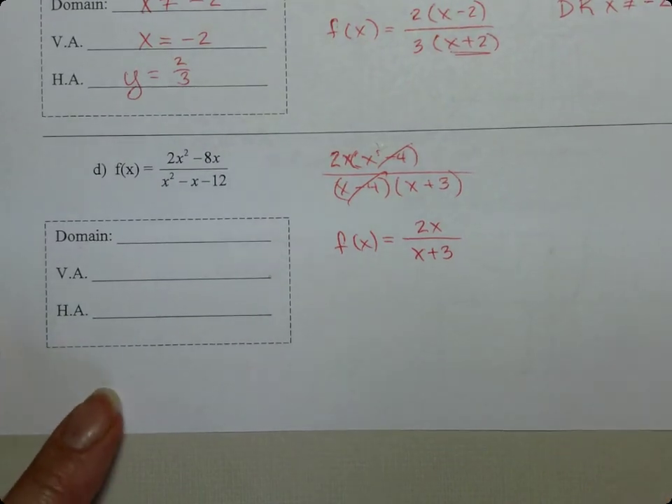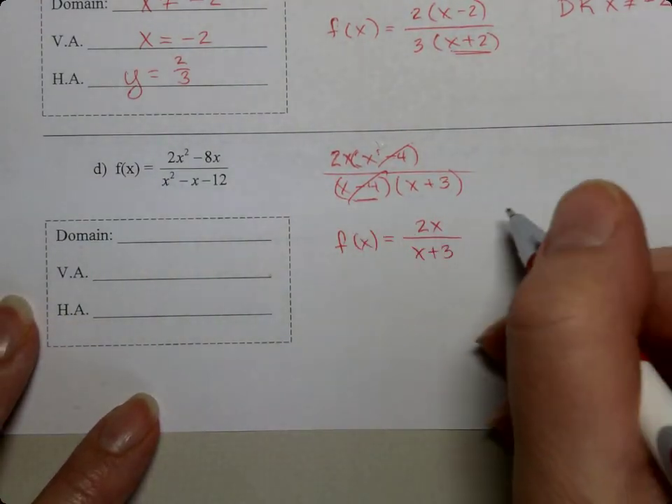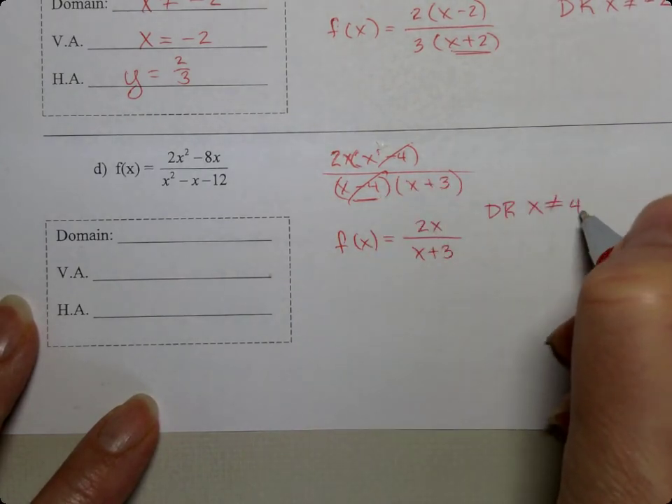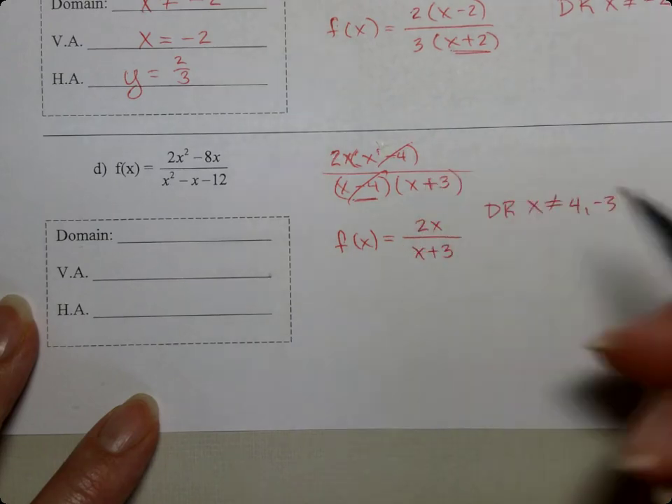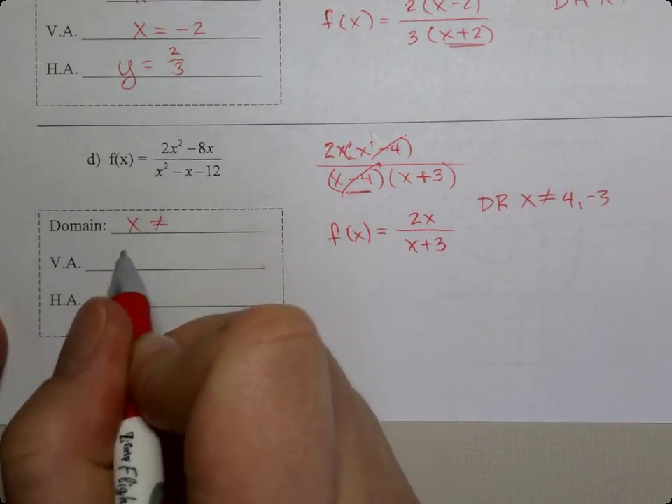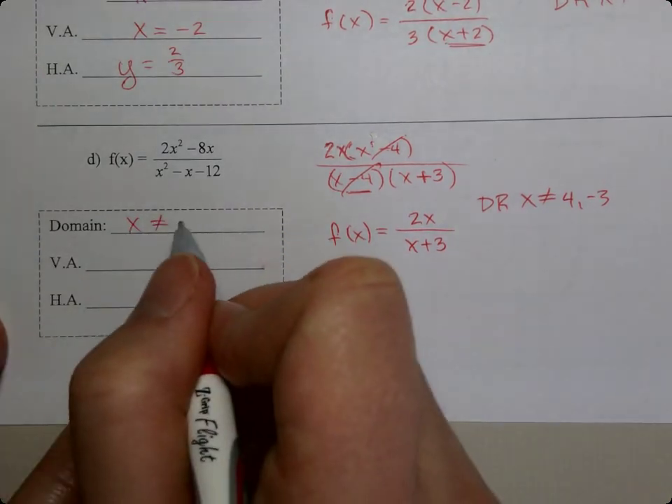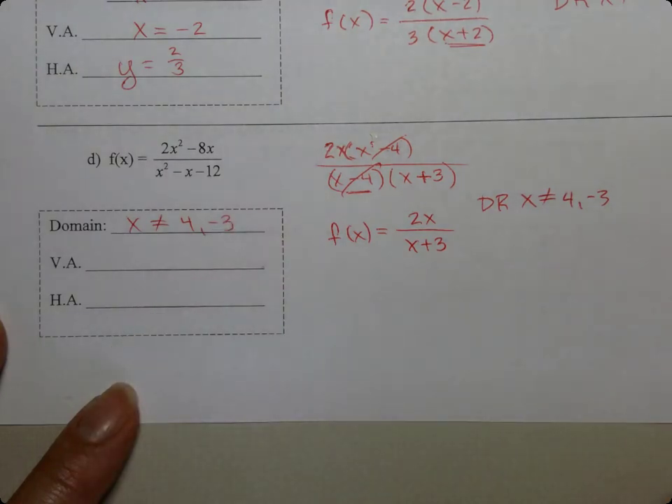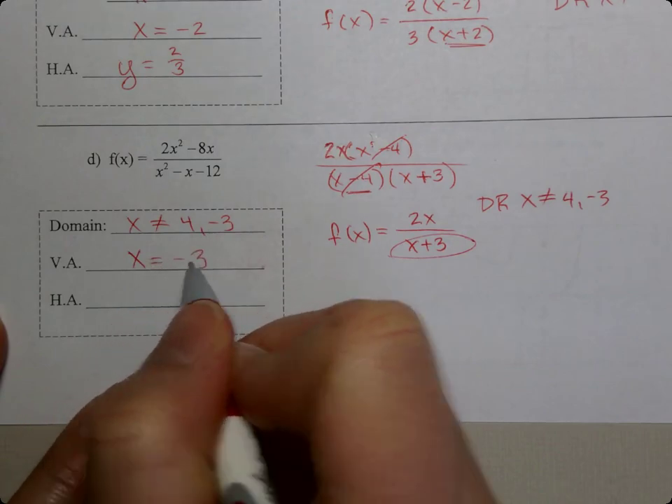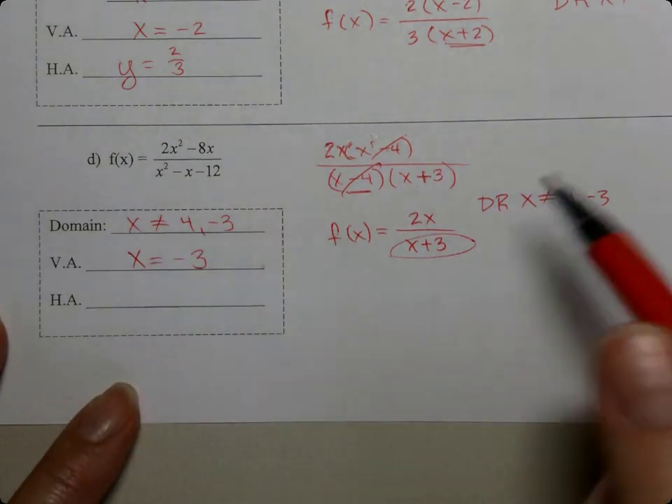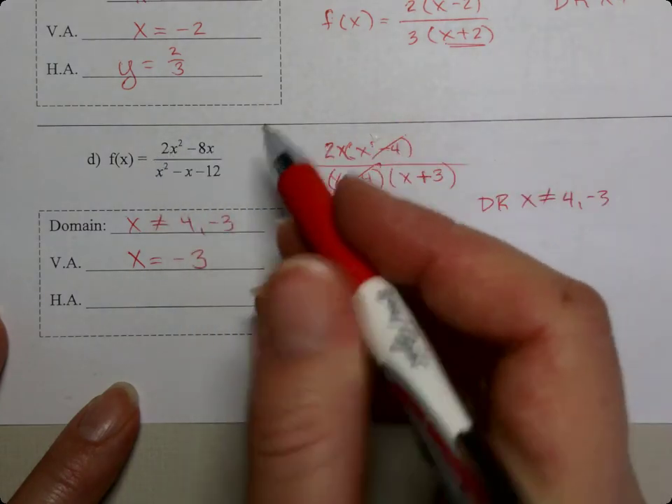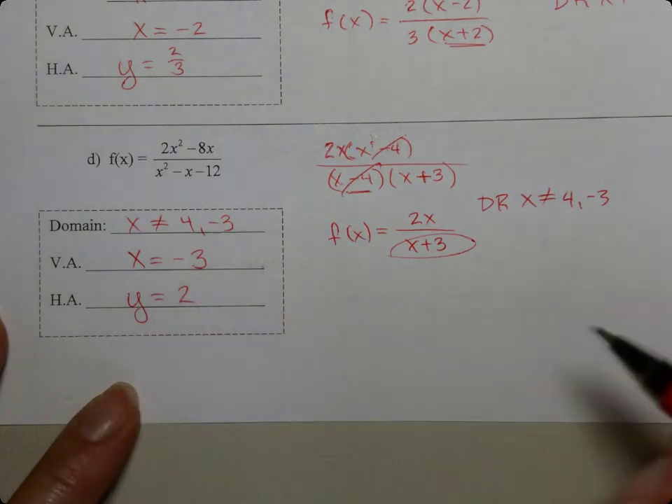Okay, my domain restrictions come from before I canceled. So domain restrictions would be that x cannot be 4 or -3. Agreed? Now, domain restriction, make sure you have your x cannot be, or whatever the variable is, cannot be 4 or -3. Vertical asymptote comes from what's left in the denominator, so that's only at x equals -3. And the horizontal asymptote, go back to the beginning, my powers were the same, weren't they? So it'd be 2 over 1 or y equals 2.